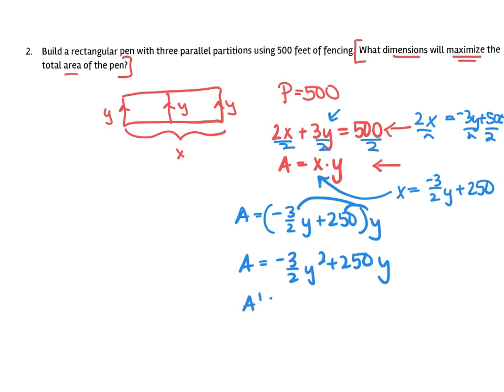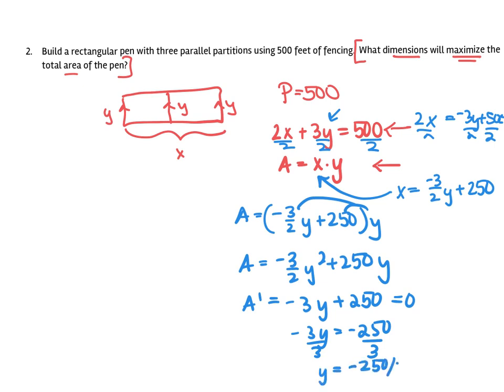So let's find A prime. In doing so, I get negative 3y plus 250. If I set that equal to 0, I'm only going to get one answer here. Because when I divide by 3, I do get a fraction. What I'm going to get is y is equal to negative 250 over, divide by negative 3. Why is that negative? All right, a positive. So what I get is y is equal to 250 over 3.